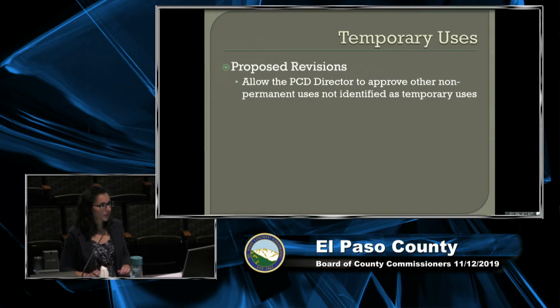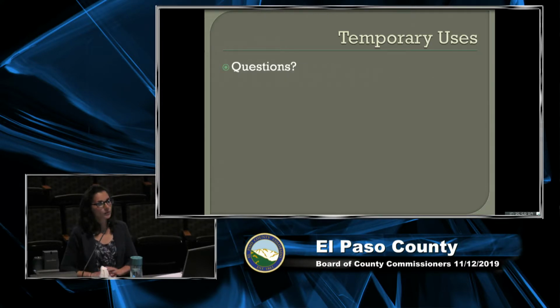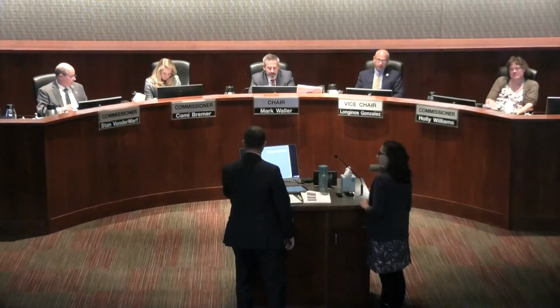So we thought this was a little bit of an issue that we could solve pretty easily. So we're proposing to add into the regulations that the Planning and Community Development Director can approve other non-permanent uses that are not currently identified as a temporary use, as long as they're limited in duration and their impacts are limited as well. Are there any questions?